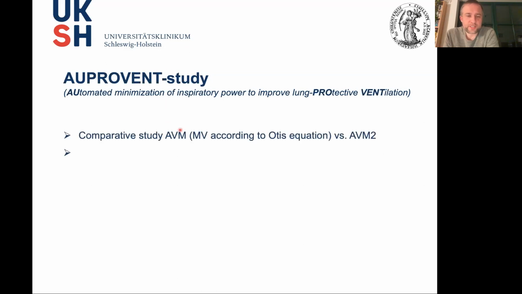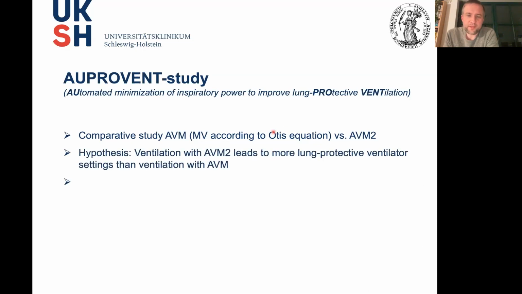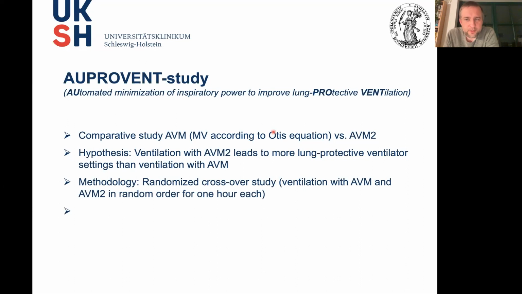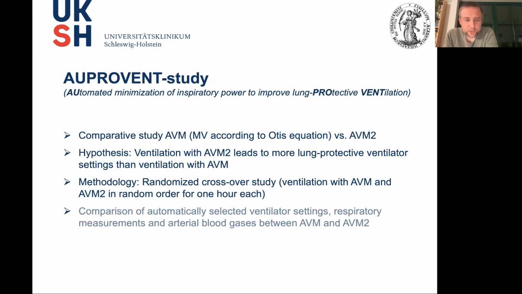So we did a comparative study between AVM, which uses the Otis equation, and AVM2, which uses the new equation. The hypothesis of the study was that ventilation with AVM2 may lead to more lung protective ventilator settings than the traditional way. So we did a randomized crossover study and ventilated patients with AVM and AVM2 in random order for 1 hour each. And we compared the automatically selected ventilator settings, some respiratory measurements and arterial blood gases between the two modes.